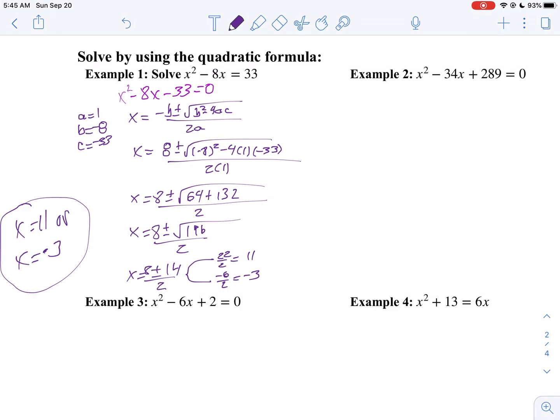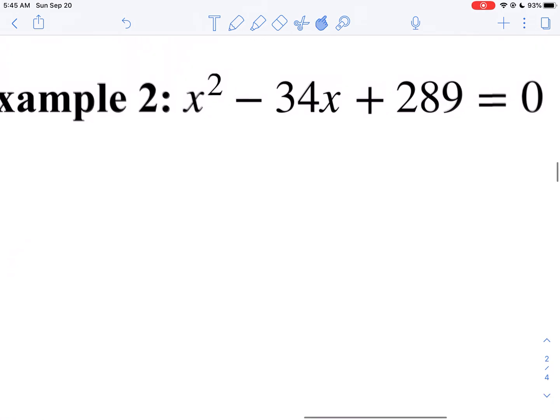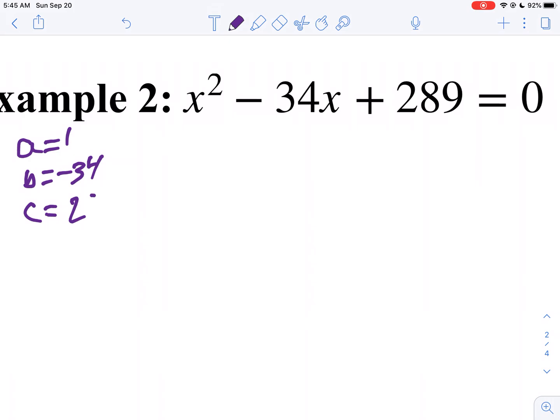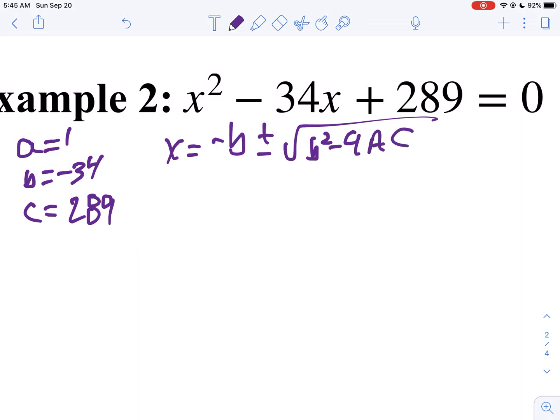Let's take a look at example 2. Notice it already equals 0, doesn't it? So in this problem, A is 1, B is negative 34, and C is 289. So x equals negative b, plus or minus the square root of b squared minus 4ac all over 2a.